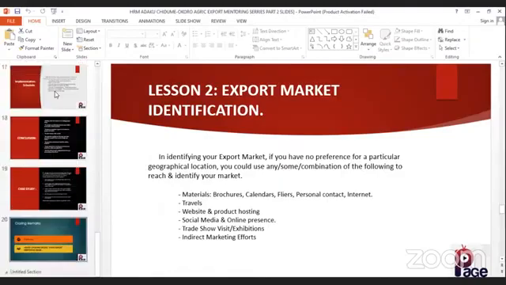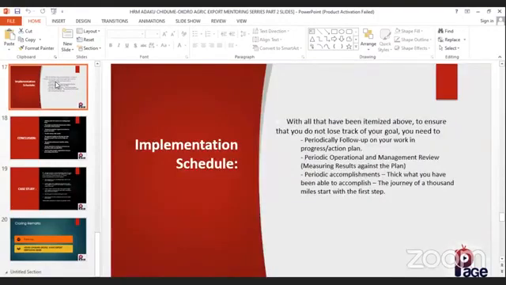So for you, then the implementation schedule, I've spoken a lot. I will need to give you time to ask your questions so that we can continue. But before then, the implementation schedule is that periodically you need to follow up on your work progress and plan. You need to also do periodic operational management review. Of course, you need to measure your results against the plan.